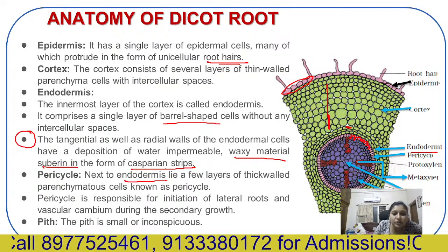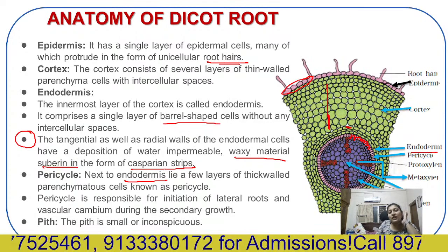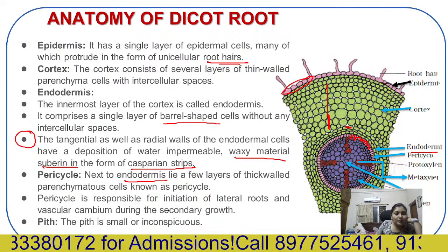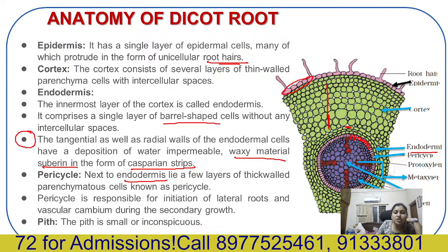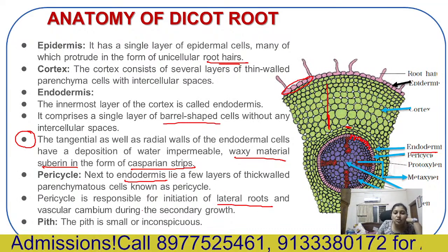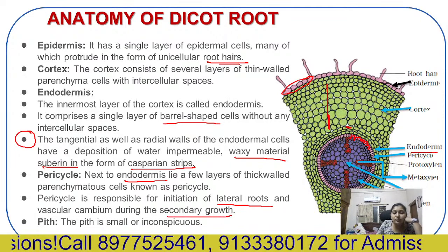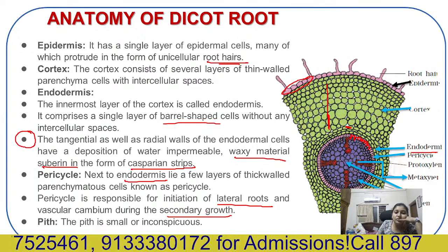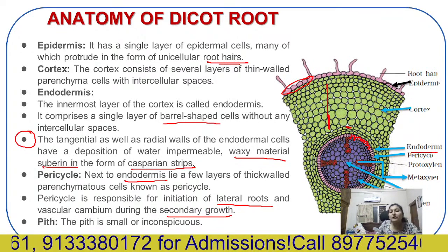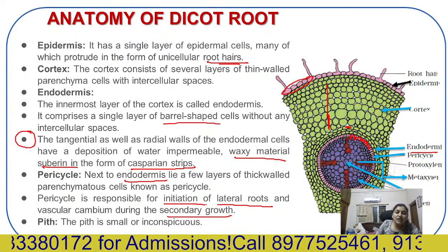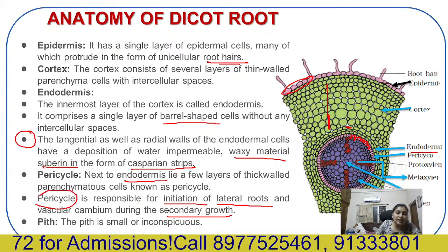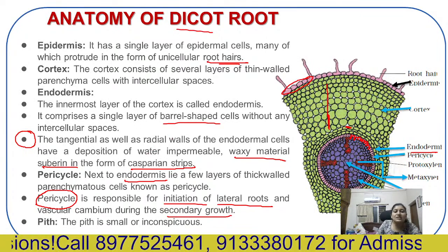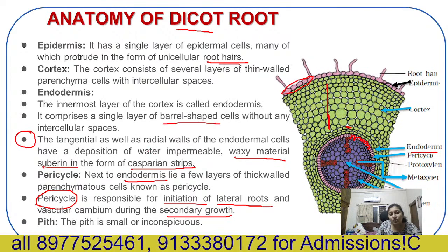Next to the endodermis lie a few layers of thick-walled parenchyma cells known as the pericycle. The pericycle is responsible for initiation of the lateral root and vascular cambium during secondary growth. Remember, the initiation starts from the pericycle region. Secondary growth occurs only in dicots, so this will be absent in the monocot root.